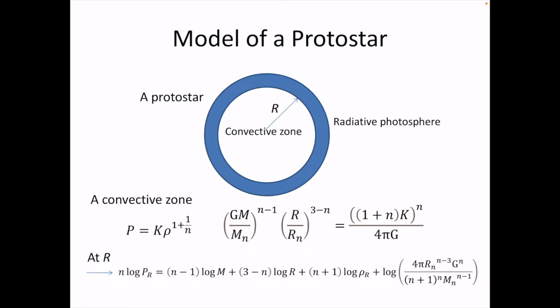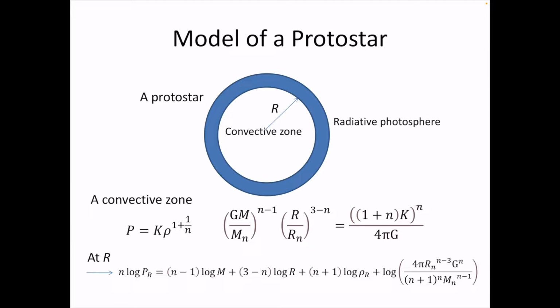Hello everyone. In the last topics, I explained how to form a protostar from a molecular cloud. In these topics, I'd like to explain the protostar. I would like to find out the path a protostar follows on the HR diagram using a simple model of a protostar. As I explained, we only consider a very simple model of a protostar.